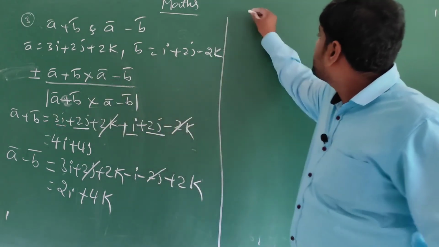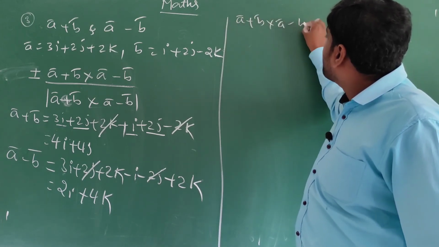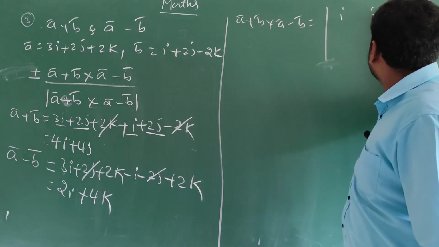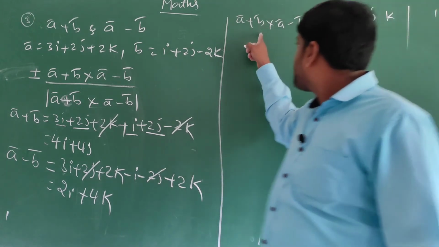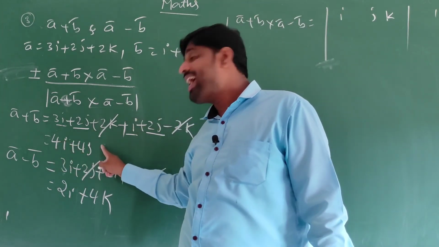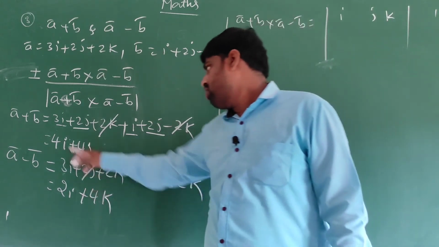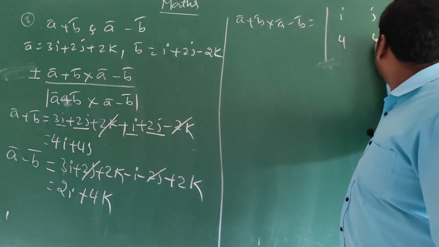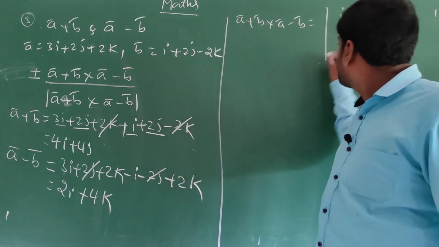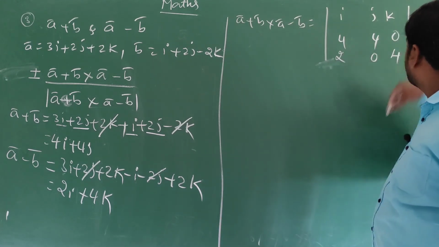That is, a bar plus b bar cross a bar minus b bar, the determinant of i, j, k. The components of a bar plus b bar are 4, 4, but here k is missing. K is missing, so you have to write 0. 4, 4, 0. Here j is missing, so under j you have to write 0: 2, 0, 4.